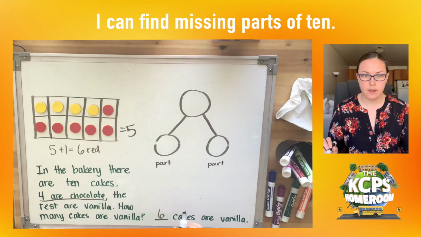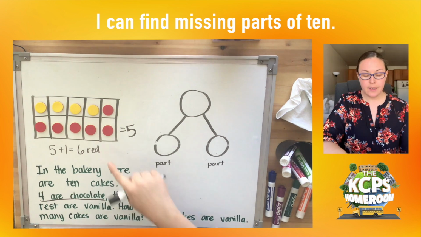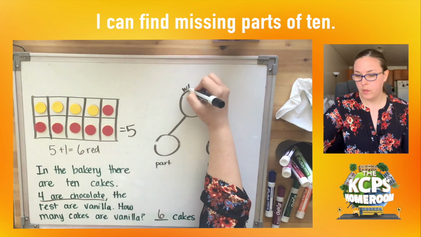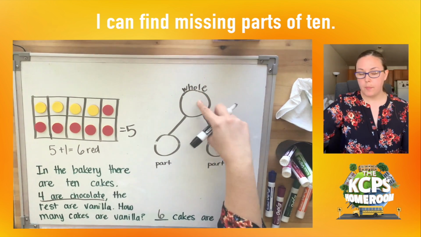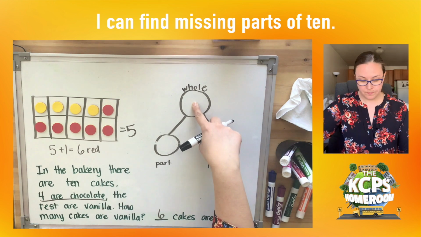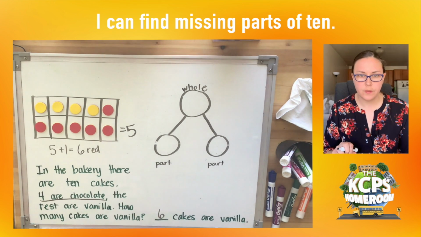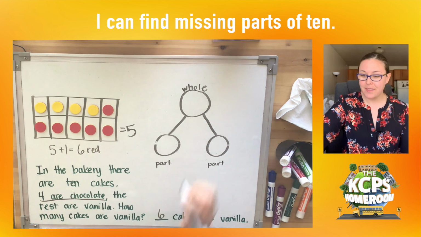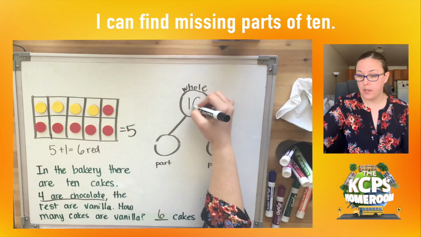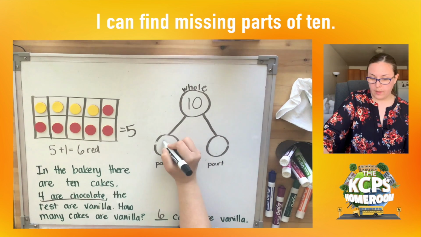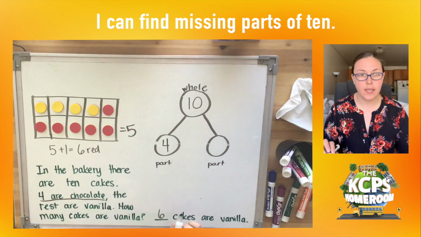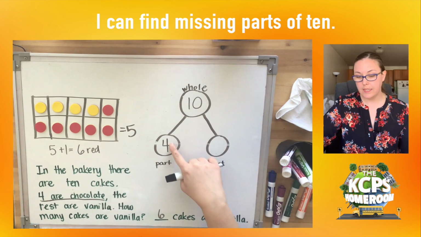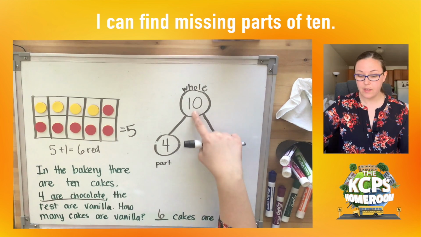Now we're going to practice our representation 2 different ways. Here's our model. Now let's talk about our number bond. So we know that at the top of our number bond goes our whole. Do you remember what our whole is from our problem? How many cakes were in the bakery? That's right, there were 10 cakes in the bakery. We knew that 4 of the cakes were chocolate. The missing part of 10, we can count on from 4 to get there also.